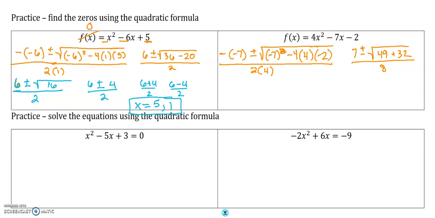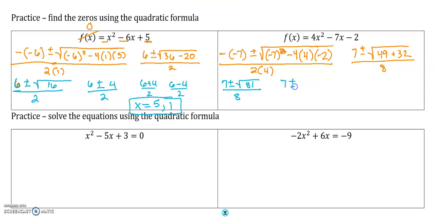Alright, our next step, again, I'll put that in blue. So we're over here, we've got 7 plus or minus the square root of 81 over 8. The square root of 81 is 9, or plus or minus 9. Plus or minus regular old 9.